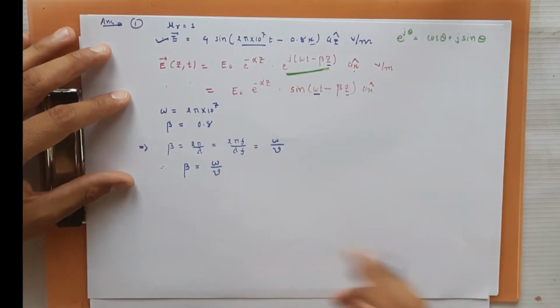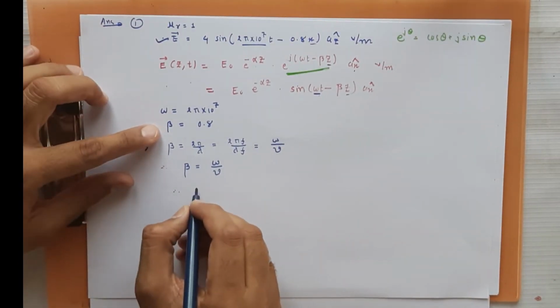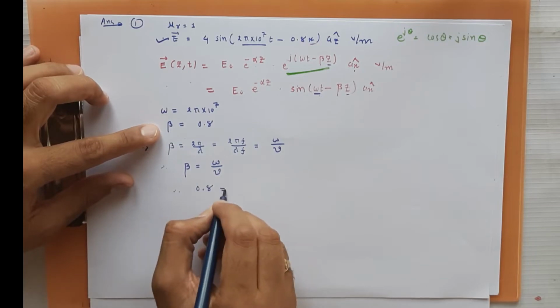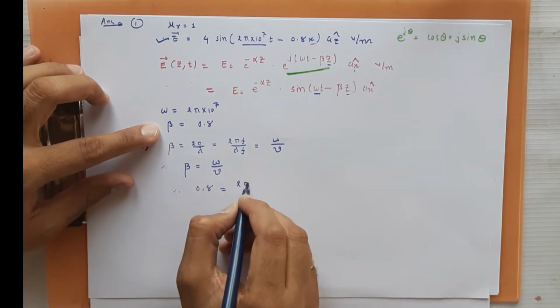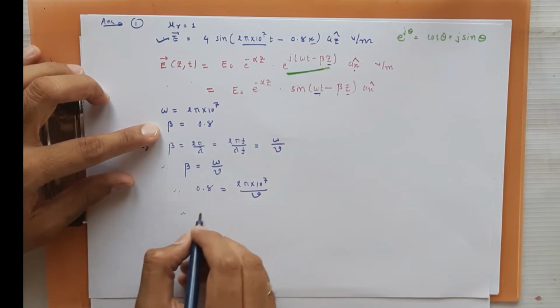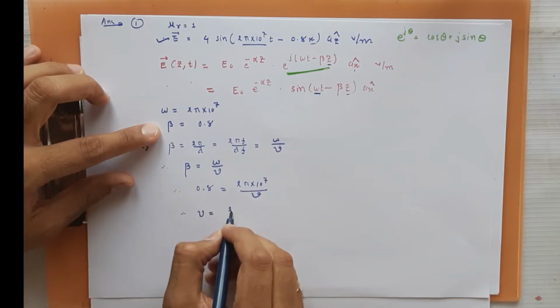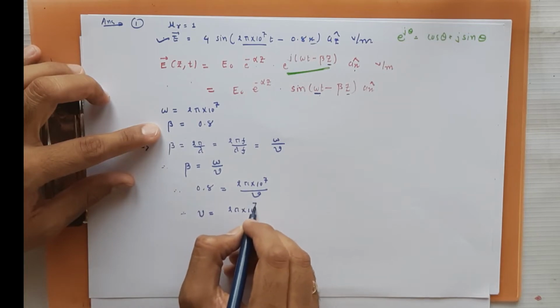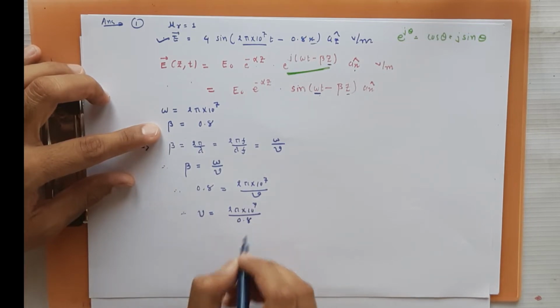Clear? So the value of beta is given, 0.8, and the value of omega is also given, which is 2 pi into 10 raised to 7, divided by v, the velocity. So velocity v is 2 pi into 10 raised to 7 divided by 0.8.